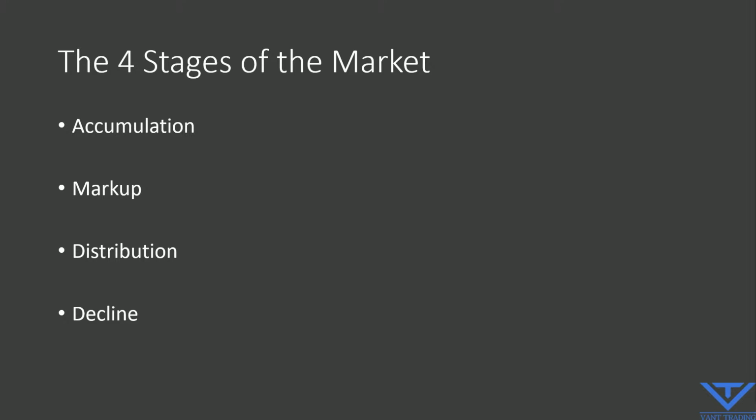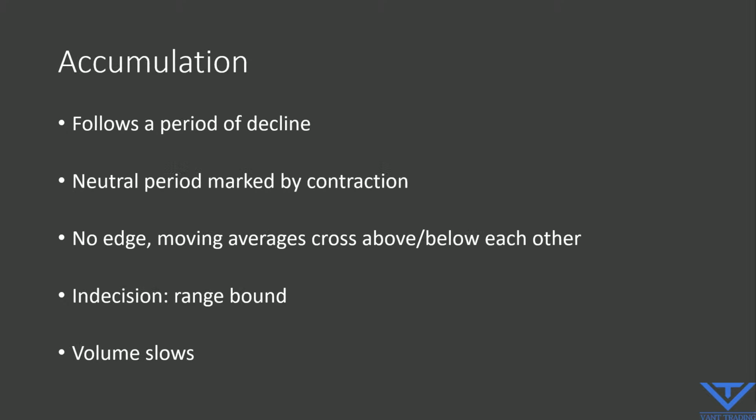So let's dive into these, show you a chart pattern, and then get a little more specific on supply and demand here. So accumulation. What is accumulation? Well, it's following a period of decline. And this is a neutral period marked by contraction. There's no edge. The stock is just moving sideways. And you'll see this if you look at a chart. The stock for days, weeks, months, maybe even the market has just been moving sideways. They're not going anywhere.